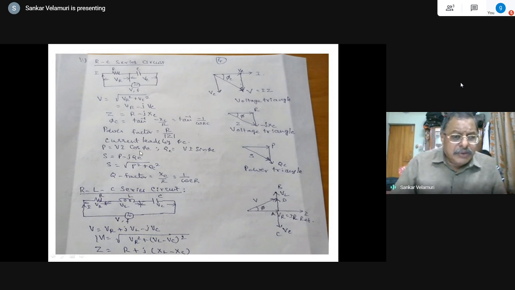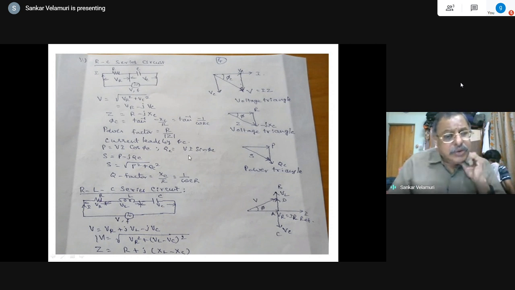So P, real power, is equal to VI into cos phi C, QC is equal to VI into sin phi C. So this is the impedance triangle, this is the power triangle, and S, the complex power, is equal to P minus jQC, with magnitude square root of P square plus QC square. And Q factor is again, instead of XL by R, now in the RC series circuit it is XC by R. And similarly, in the RLC series circuit, because these things are all familiar to you, I'm just putting all at once for the sake of what is to follow now.